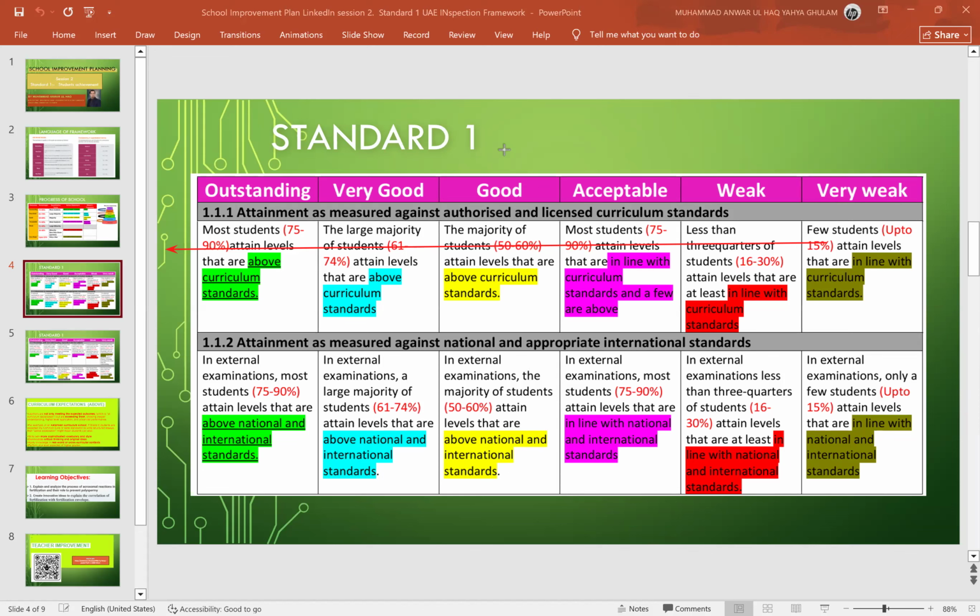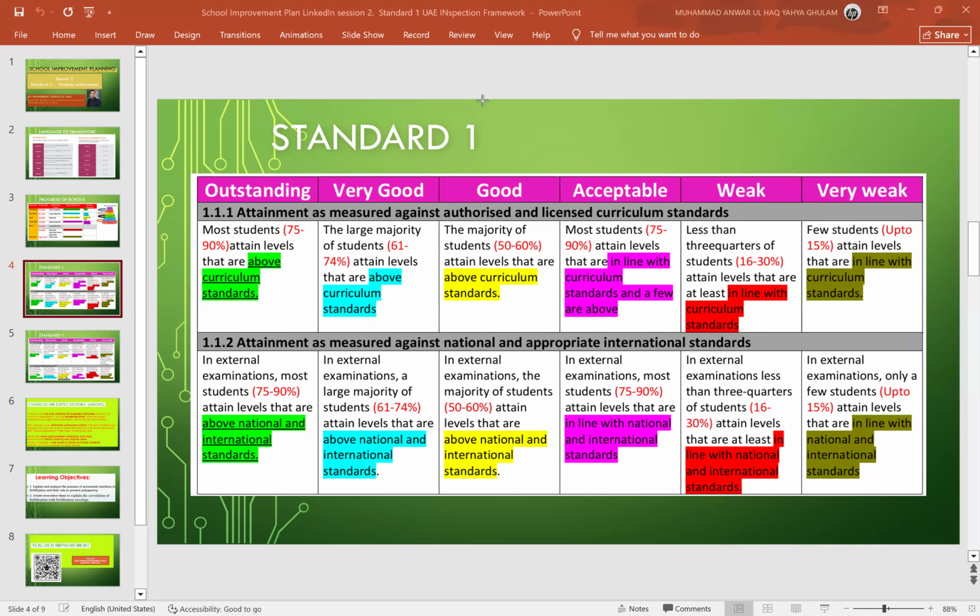If 75 to 90% of the students are performing in line with the curriculum standards, your school is acceptable. Now, if you are planning to move from acceptable to the good rank, you have to go for the majority of the students. This number should rise. It should be between 50 to 60% of the students performing above the curriculum standards. How to judge and measure above the curriculum standard, we'll have a short activity towards the end, on how to measure it and what exactly it means.